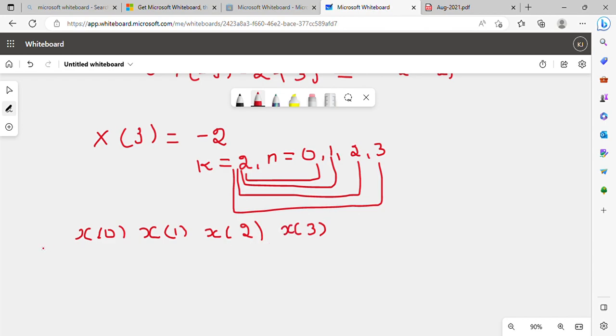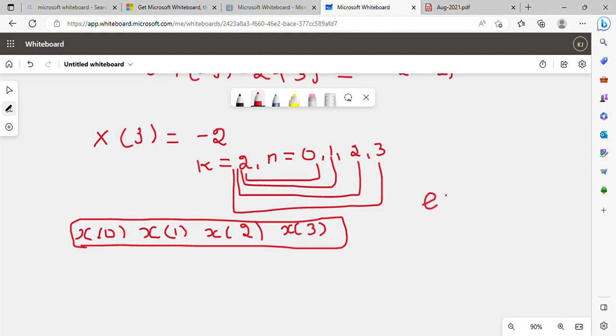Okay, so always this 4 will be the same. This 4 you have to write it as x of 0, x of 1, x of 2 and x of 3. This e to the power of minus j 2 pi by n into kn will vary for each and everything, right? For x of 0 it will vary, for x of 1 it will vary, for x of 2 it will vary.